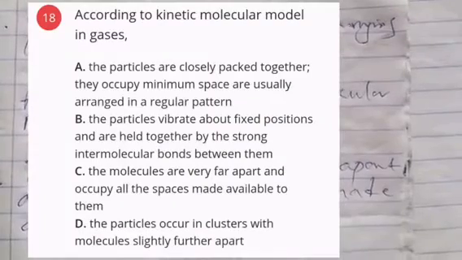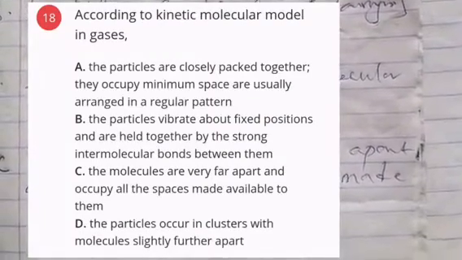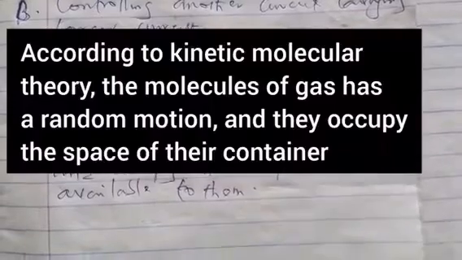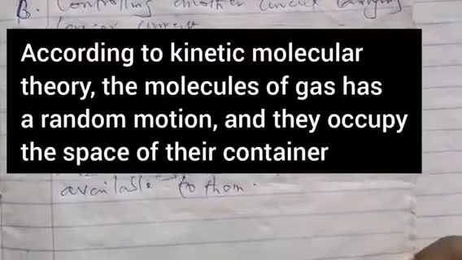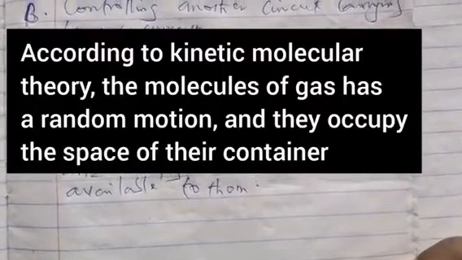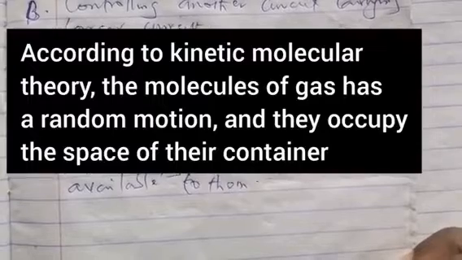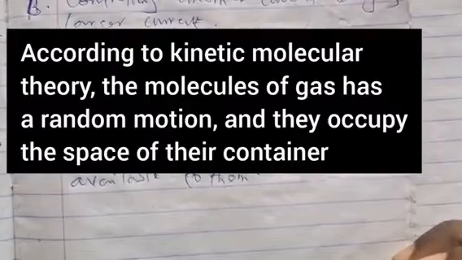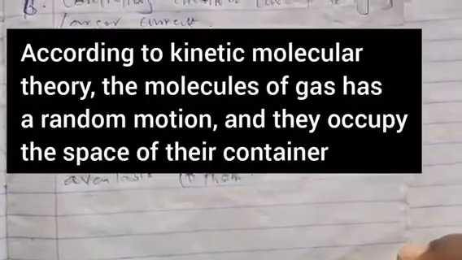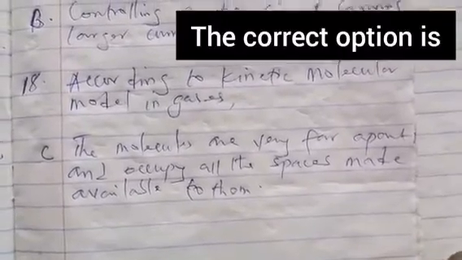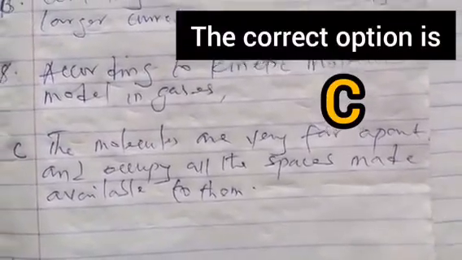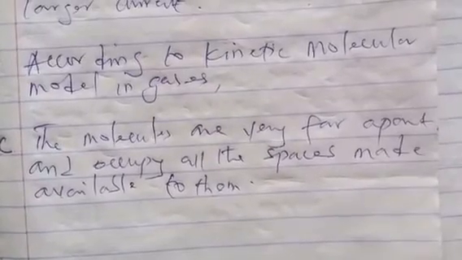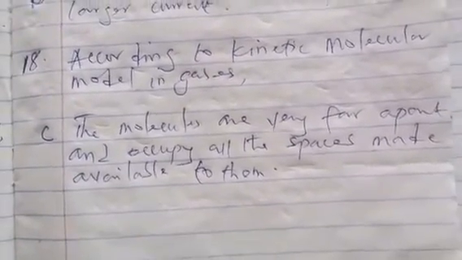Question 18 says according to the kinetic molecular model of gas. I'm going to display the options now. According to the kinetic molecular theory of gases, the molecules of gases have a random motion. They move in zigzag, and that's random motion, and they occupy the entire space of the container which they find themselves in. The molecules are very far apart and occupy all the space made available to them. So the correct option is option C.